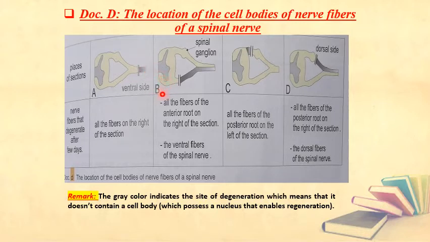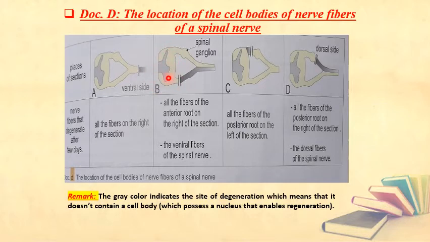Then in experiment B, the sectioning was at the beginning of the ventral root. Here is the sectioning at the beginning of the ventral root. When they sectioned, they noticed that all the fibers of the ventral root as well as of the spinal nerve were degenerated. This confirms that in the ventral root as well as in the spinal nerve there is no cell body because they are degenerated. So we can conclude from A and B that the cell body is located to the left of sectioning, which means inside the spinal cord.